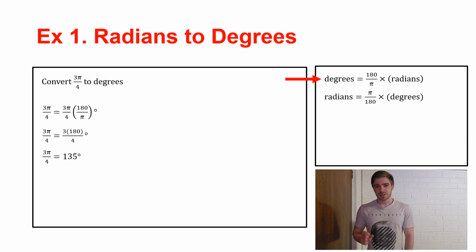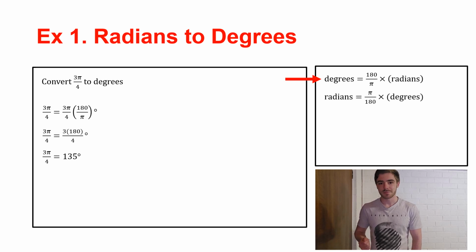At first, it can be a bit confusing which equation you use, whether you multiply by pi over 180 or by 180 divided by pi. The way I like to remember it is that radians has pi in it. So if you want to convert to radians, you want to put pi in it and divide by degrees. Whereas if you want to convert to degrees, you want to multiply by the degrees, 180, and divide by the pi to get rid of the pi.